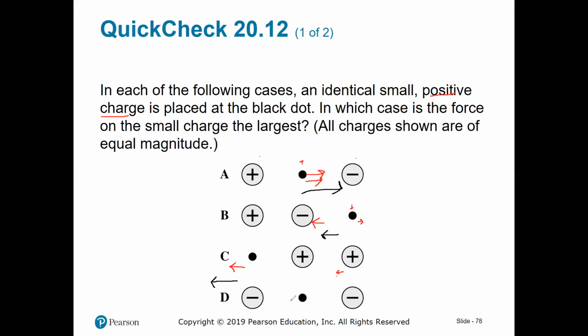And indeed, these are going to end up canceling out because we have this force, which is going to pull it to the left. This one's going to pull it to the right. And they're equal distance, equal charge. They're going to end up canceling out. So the one with the largest magnitude of force is A.